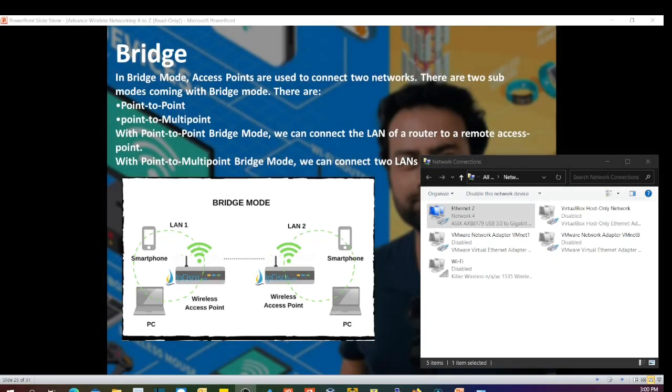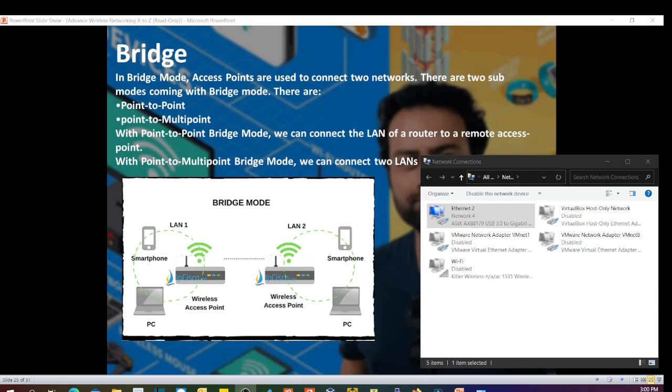Guys, in this lecture, we're gonna configure the bridge mode of the wireless access point. I'm using the same wireless access point. What I have done is I just reset this wireless access point to factory default. So as you notice in here, we have a point-to-point and a point-to-multipoint wireless access point, or we can say a bridge mode as well.